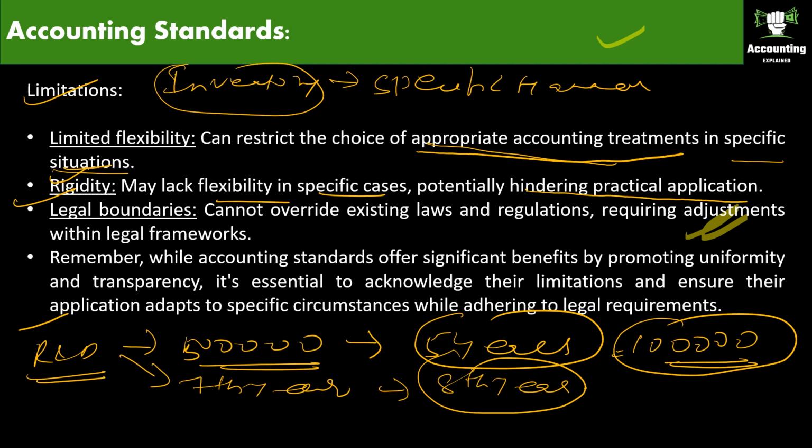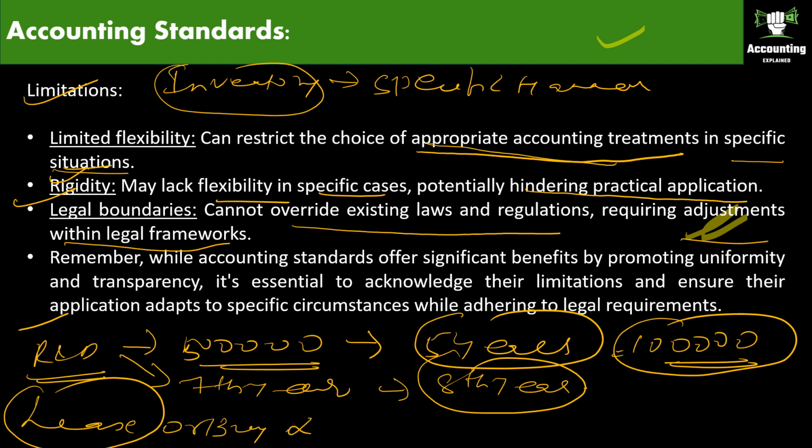Legal boundaries cannot override existing laws and regulations, requiring adjustments within the legal framework. Nowadays we have a lot of choice as a customer, whether to lease or buy. Even your parents would have leased cars only. They would not have bought the car. No one is going to go to a car showroom with hot cash and buy a car. We are going to only lease the car. Mostly leasing is the main option. But accounting standards do not give proper laws and regulations for leasing. So that has to be properly done. So these are the limitations of accounting standards.